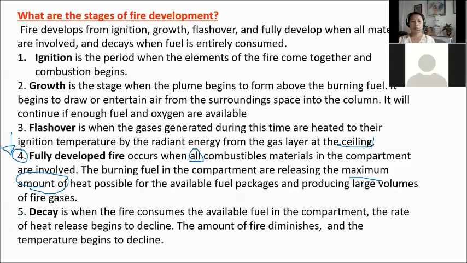At sana walang na-trap, no? And 5 is decay. So it is when the fire consumes the available fuel in the compartment. So the rate of heat release begins to decline. So yung heat begins to decline. No? The amount of fire diminishes and the temperature begins to decline.